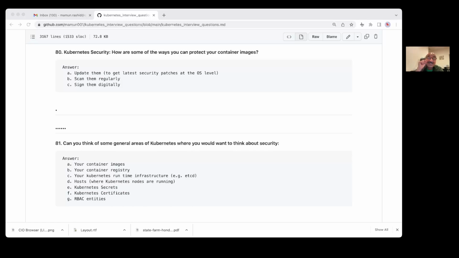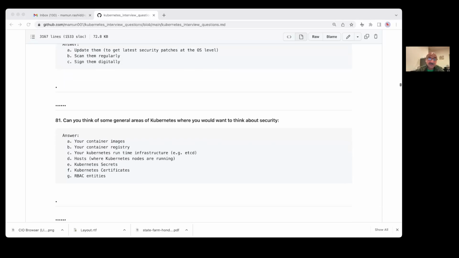You also should sign them digitally, because if you don't sign them, somebody else could hack into and change the container image, and you would never know that the image got hacked, and you're now using a hacked version of the image, right? So that's why you should digitally sign the container images, so that you know those are the same ones that you've already put there yourself.